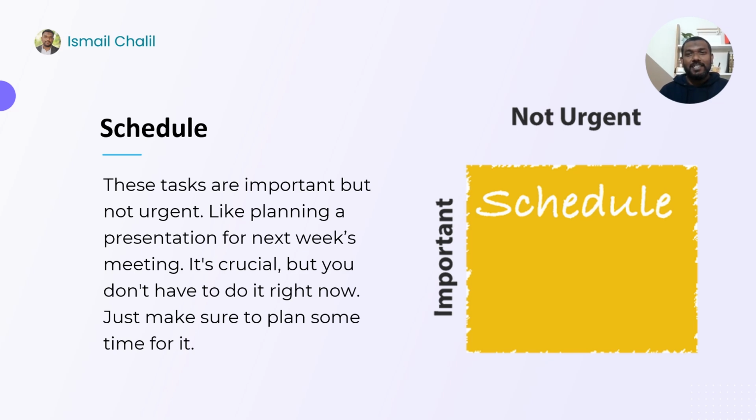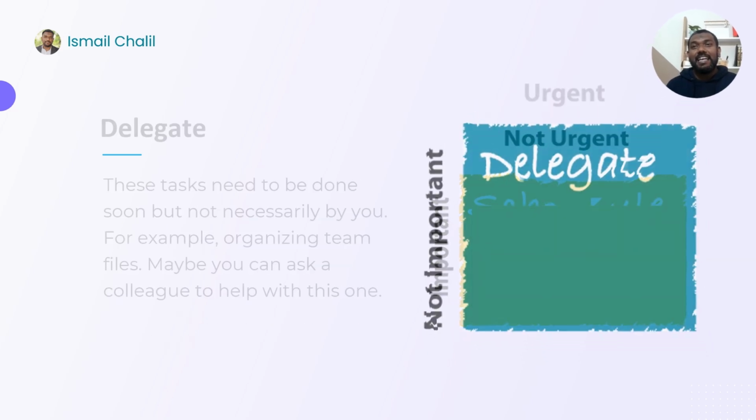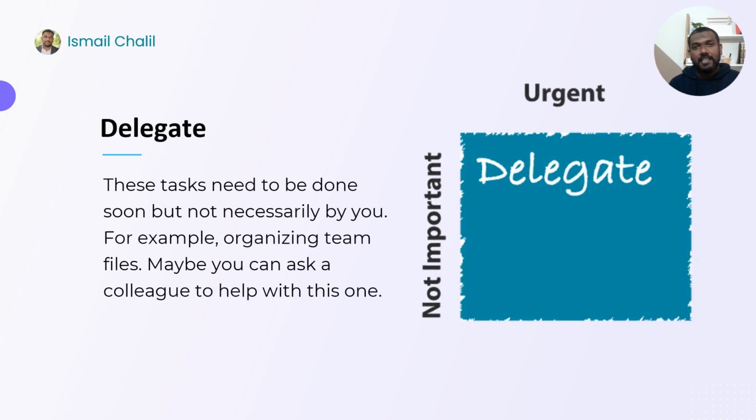And now let's move on to the third quadrant, which is delegate. And which task do you delegate? Again, those tasks are urgent, but not that important. So these tasks need to be done soon, but not necessarily by you. For example, organizing team files or planning for a get together or a meeting or a sports day, Friday fun, all of that. Yes, of course, it is definitely maybe urgent, but not important. Your involvement is not required.